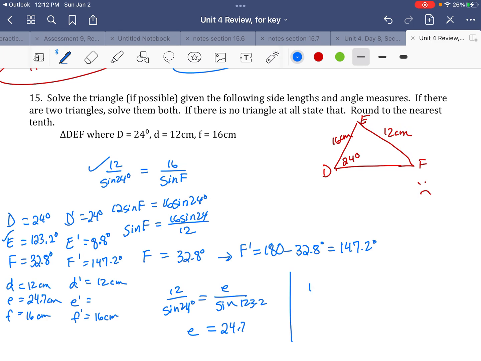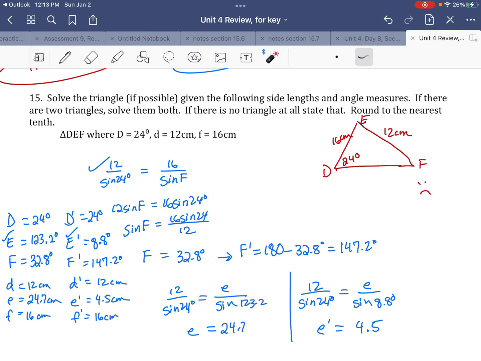And then over here, I need 12 again over the sine of 24. This time E over the sine of 8.8. So I'm using this guy. All right, so 12 sine 8.8 divided by sine 24. So E in that case is 4.5. So this is the worst possible scenario, but oh well.